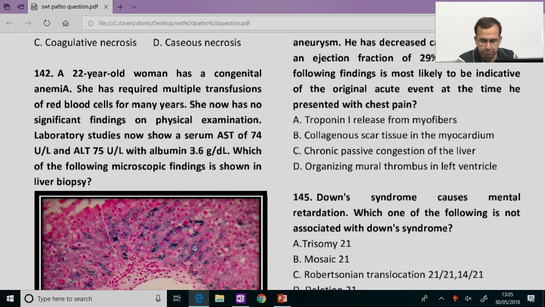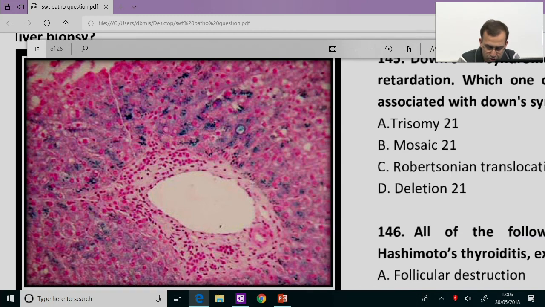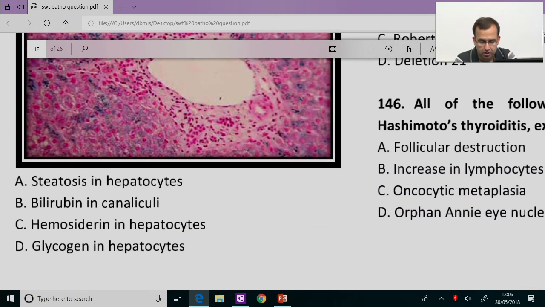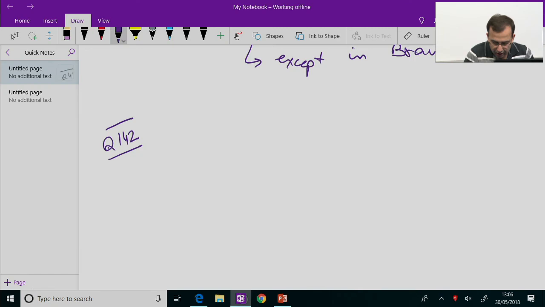A 22-year-old female with congenital anemia has had multiple transfusions of RBCs. Whenever a history of multiple transfusions is given, always think of iron overload. What you have here is the classical liver biopsy. If only this image was given, it shows a Perls stain, or Prussian blue stain, showing hepatocytes with dark blue areas, which is iron accumulation, that is hemosiderin. No history is needed, just the image. This shows hemosiderosis. The answer is C, hemosiderin in hepatocytes.